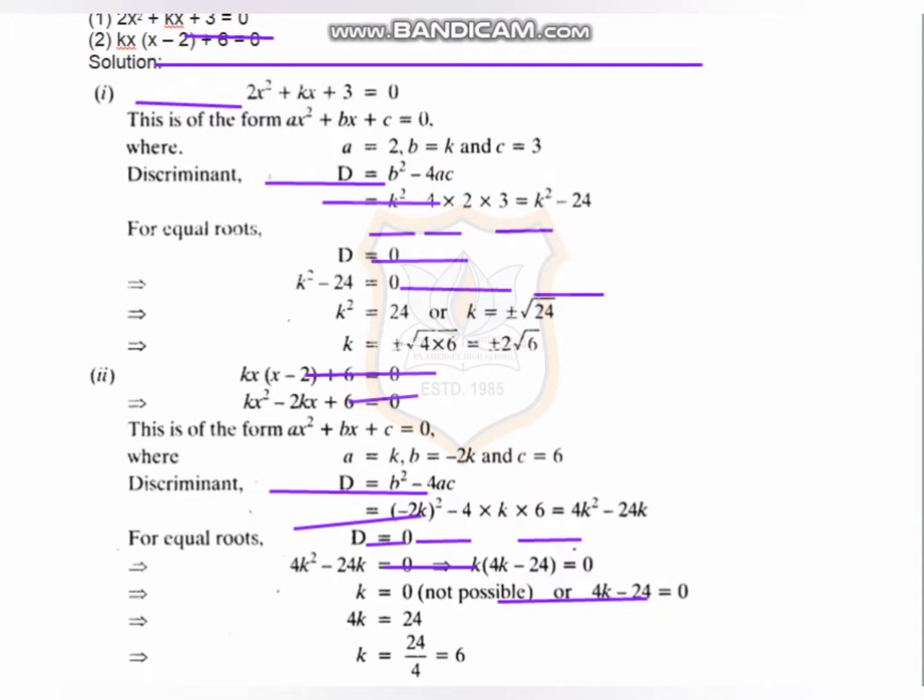So the value of k equals 0 is not possible. So 4k minus 24 equals 0. So this minus 24 on the other side becomes positive. So 4k equals 24. So the value of k equals, this 4 is in multiplication, on the other side it goes in division. So 24 upon 4 is equal to 6.